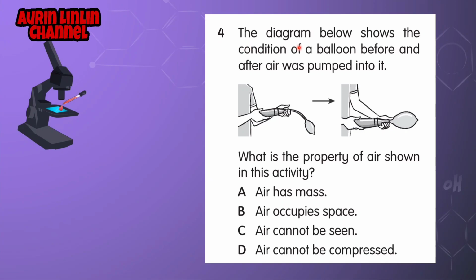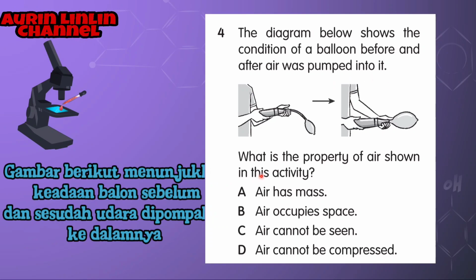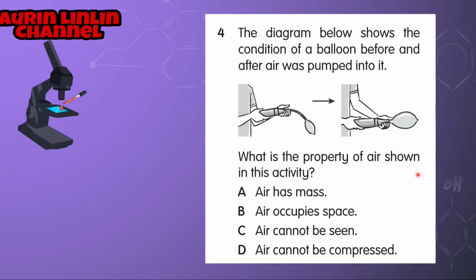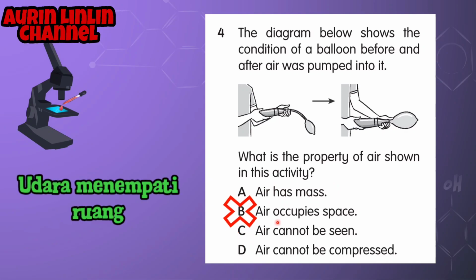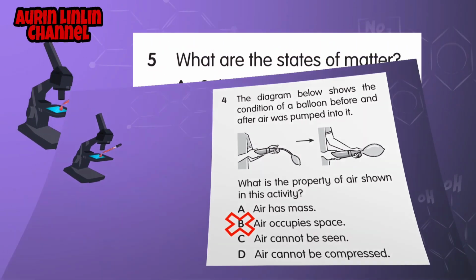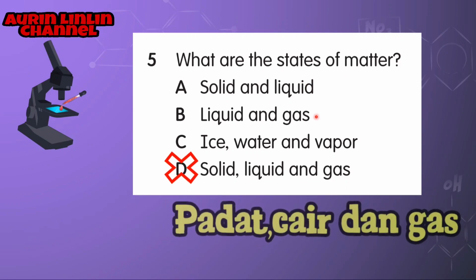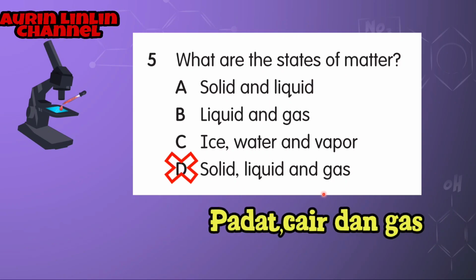Number 4. The diagram below shows the condition of a balloon before and after air was pumped into it. What is the property of air shown in this activity? And the answer is air occupies space. Question number 5. What are the states of matter? And the answer is solid, liquid, and gas.